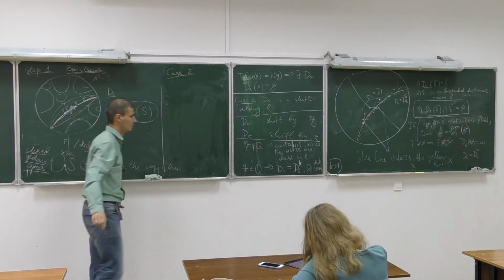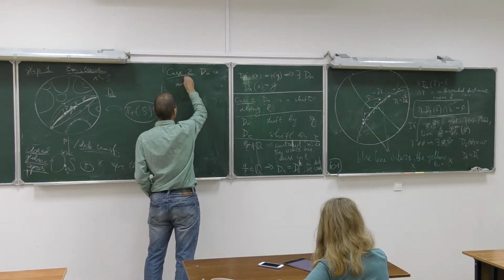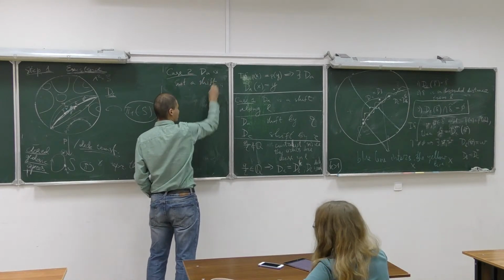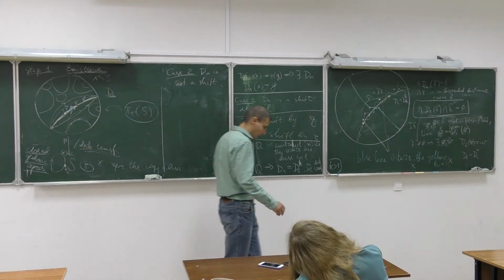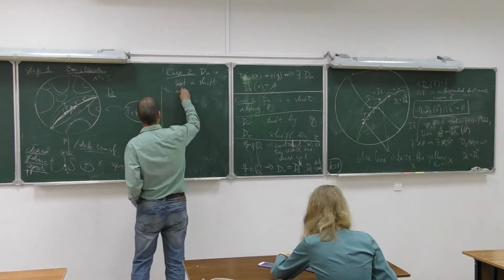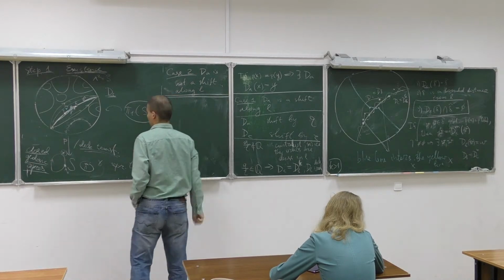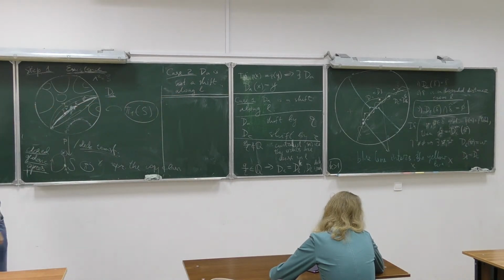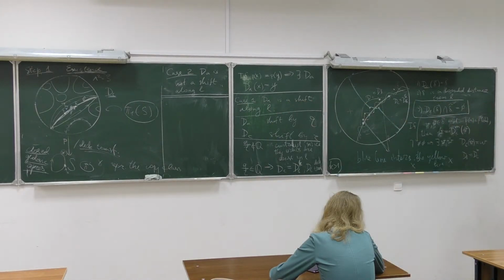Case 2, that dA is not a shift along L. So it is either a shift along some other line, or it is a parabolic element. It's not a shift along L. Okay. Let us again draw a picture like that, and we will come to a contradiction in a similar manner.